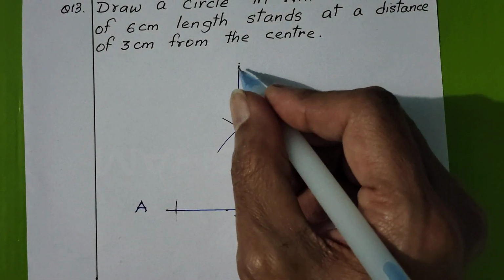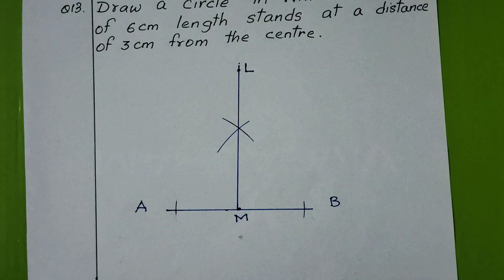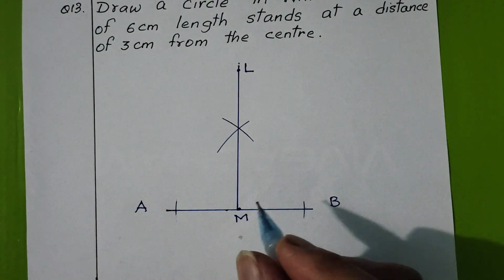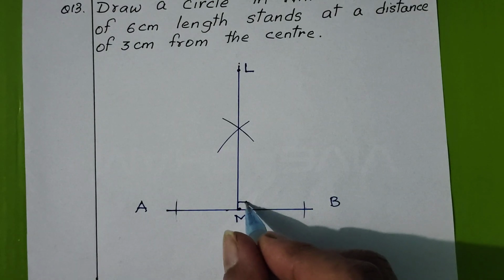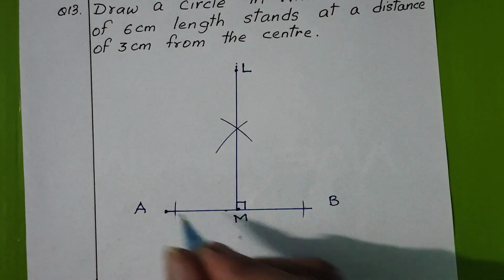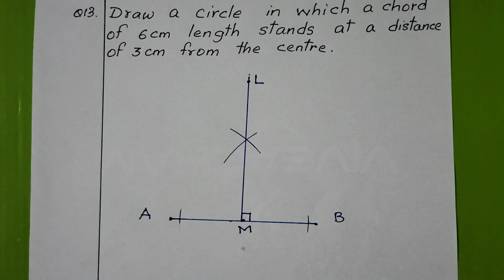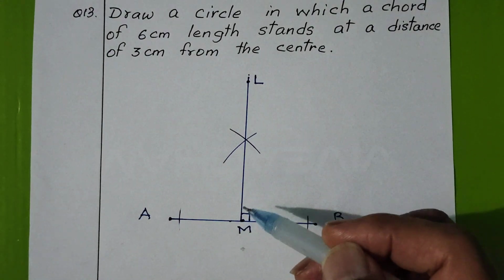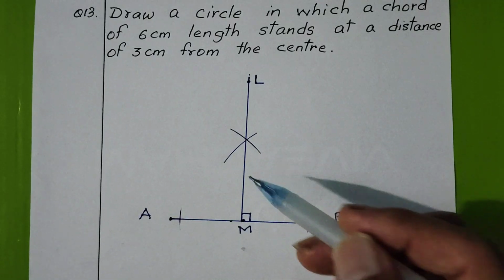So now let the perpendicular be LM. The LM is now perpendicular to AB. On LM, we will mark a point because the center lies on the perpendicular bisector of the chord.